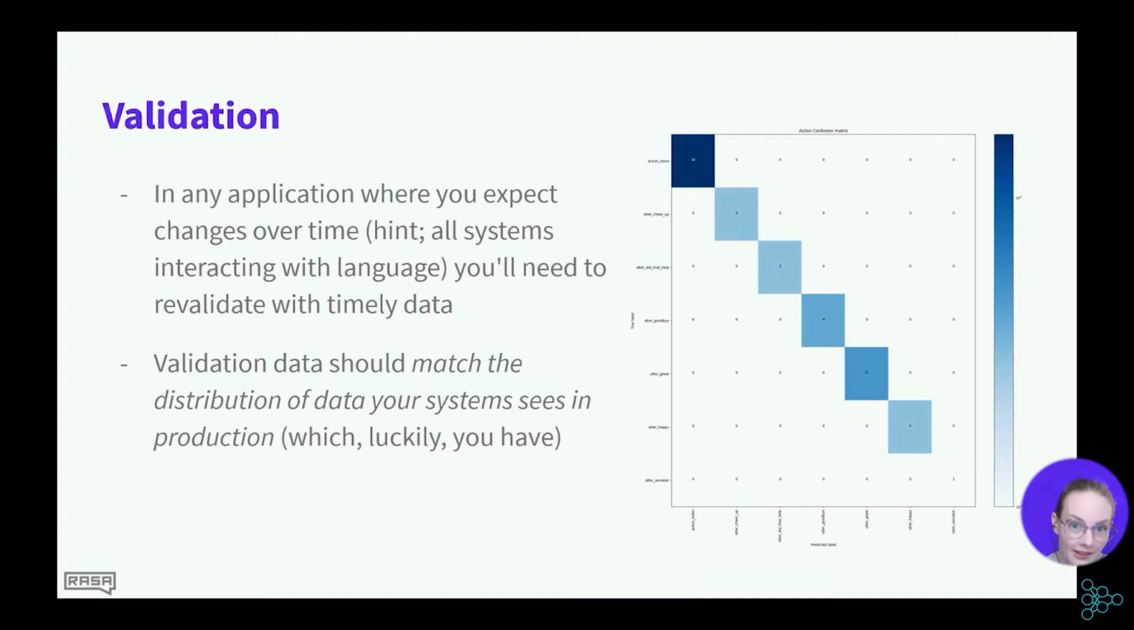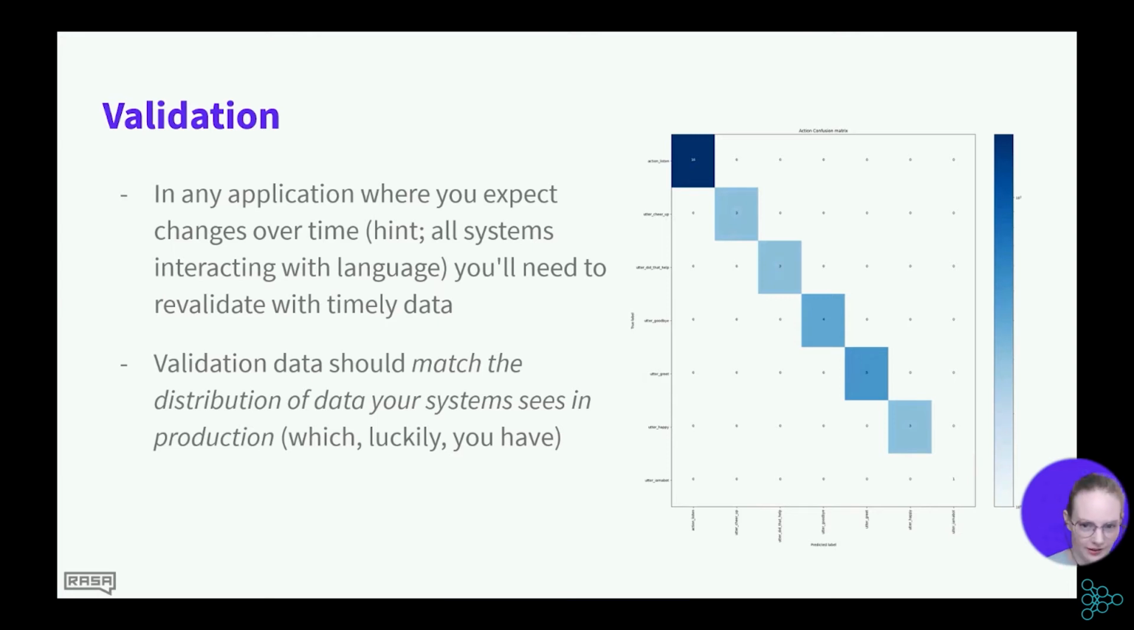So you'll need to revalidate with timely data, data from the time points that you are working on. I think a really good example for language data is a lot of people who are working on bots had to add the capability to handle people asking about quarantine or disease safety prevention measures that they hadn't had to deal with before. So in general, you want validation data to match the distribution of the data that you're actually seeing in production. And if you have your chatbot in production, luckily you know what data it's seeing in production because it's available, and you can use that.